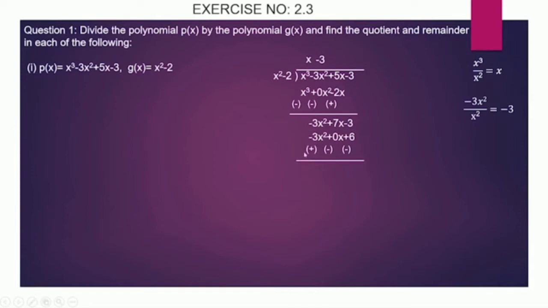Now minus 3x square plus 3x square gets cancelled, and here plus 7x minus 0x will be 7x itself, and here minus 3 minus 6 will become minus 9. Therefore here we will get 7x minus 9. Therefore this will be the remainder and this will be the quotient. We can write the quotient as x minus 3 and the remainder as 7x minus 9.